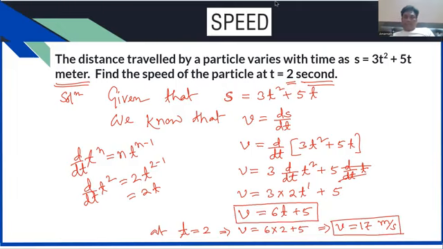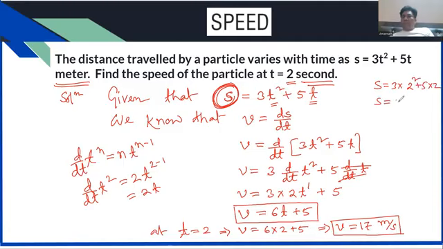Sir, we cannot simply substitute t equal to 2 in that equation, sir. Where? Which equation? The first equation, 3t squared plus 5t. No, this is not speed, it is distance only. So if you put 3 into 2 square plus 5 into 2, you are going to get distance only.